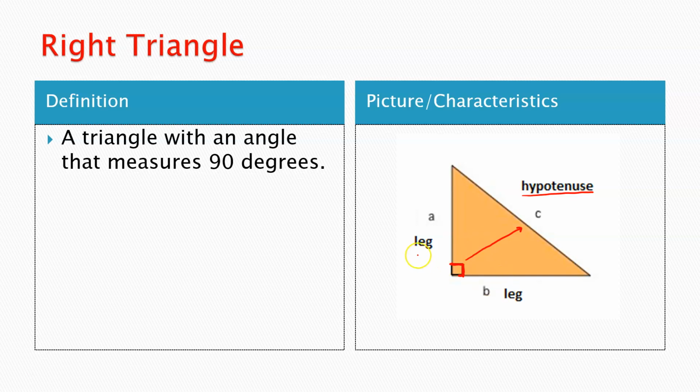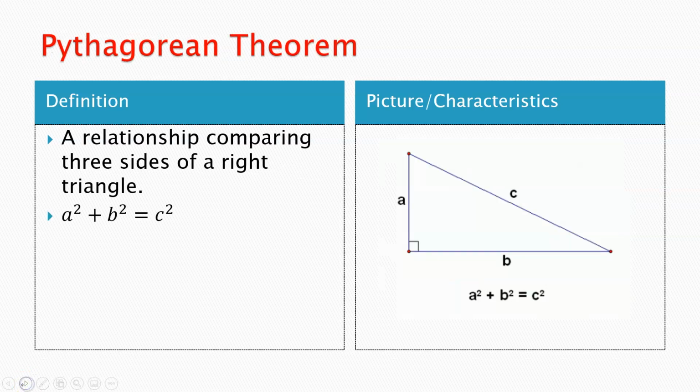Now, over here, you'll see that the other two sides, we normally call them legs. It's the other two legs of the right triangle. And you'll see these letters A, B, and C, and I'll talk a little bit more about them in the next slide here. So we have something called the Pythagorean Theorem. It's a relationship comparing the three sides of a right triangle. And again, it has to be a right triangle, and it goes a squared plus b squared equals c squared.